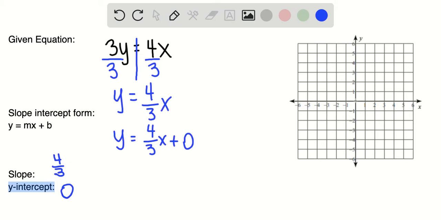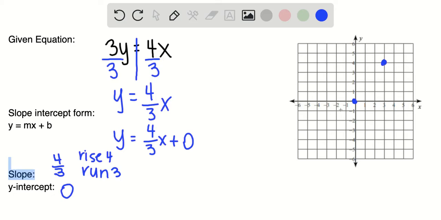So first I'm going to go ahead and plot my y-intercept at 0. And then I'm going to show my rise over run. So it says 4 over 3. That means I'm going to rise 4 and run 3. So that's what this looks like. I'm going to go back to where I am for 0, 0 on the coordinate plane. I'm going to rise 4 and then run 3. So I could just go up 4 and to the right 3. 1, 2, 3. And here's my new point.